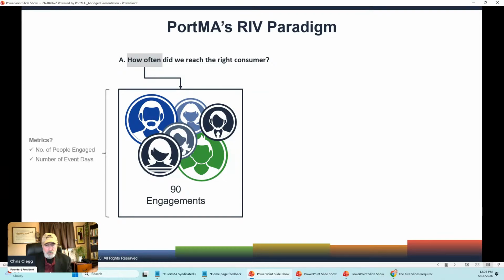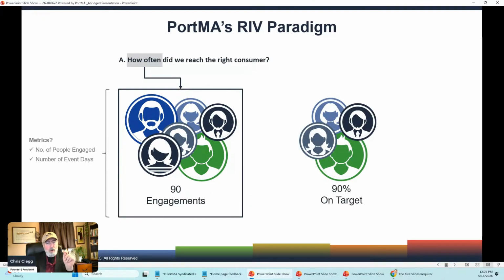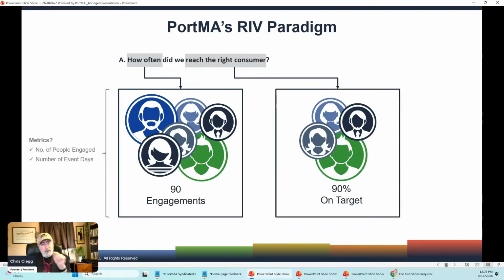But it can involve number of people. It can involve number of things done on site. It probably relates to the number of event days. But what becomes even more important is how often it's the right type of consumer, how often we're reaching the audience that we expected to reach when we selected that venue in the first place. And when we do that and compare it to our engagement count, we're then able to start to get a sense of what our volume is of on-target consumer reach.